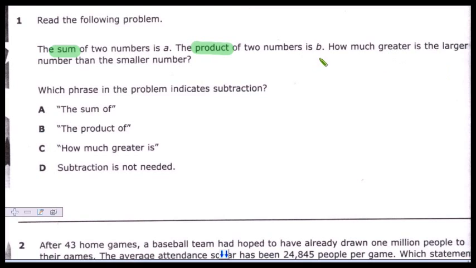But the question is not about the sum or the product. The question continues to read, how much greater? So by saying this right here, how much greater is the larger number than the smaller, they're asking us to subtract. So what part of the question asks to subtract? Well, the question would be answer choice C. How much greater is one than the other? Okay, so that's the answer for number 1.